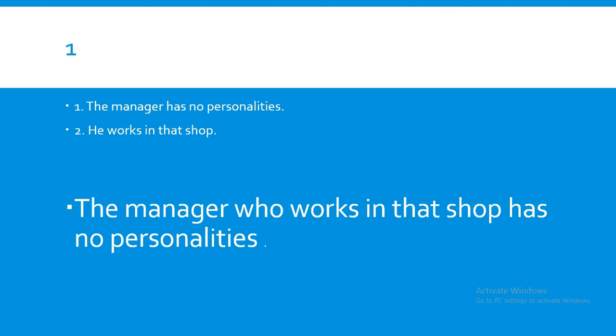So the manager, I have provided another sentence: he works in that shop. So I can combine this. I can insert this "he works in that shop" into the main sentence. The manager who works in that shop, and the main verb is has no personalities. That's how, when you add relative clauses, your sentences become very meaningful. This is the way that you score high marks for competitive exams and entrance examinations such as IELTS, PTE, GRE, like that.